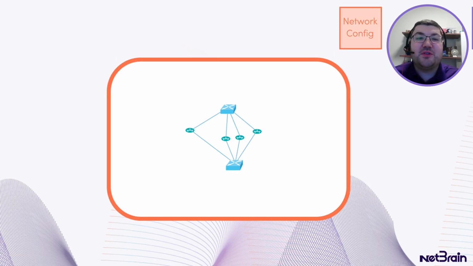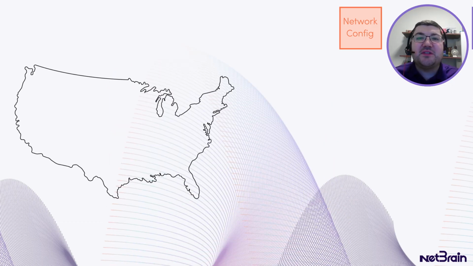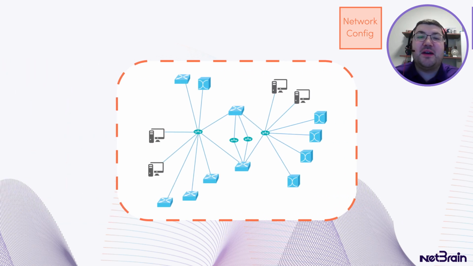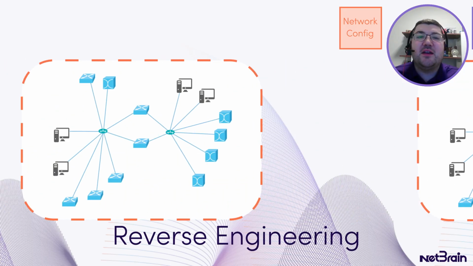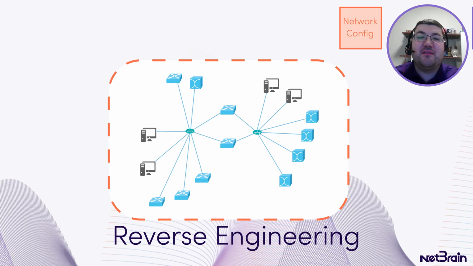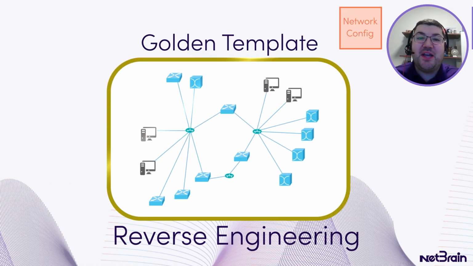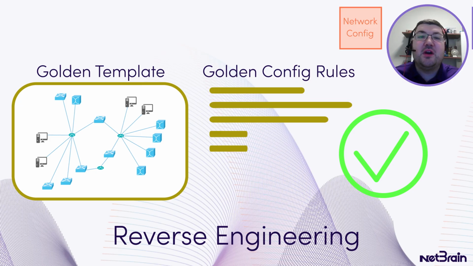Network configuration refers to the rules and guidelines you set for your network design. For example, all devices in America use 10.1.30.1 as the NTP server. You can create Golden configuration templates based on these rules using reverse engineering. Reverse engineering enables you to navigate through years of network configurations and determine which configurations should be used as the Golden template. We can then use these Golden templates to create Golden configuration rules, which will help ensure network configurations are not drifting from their intended designs.